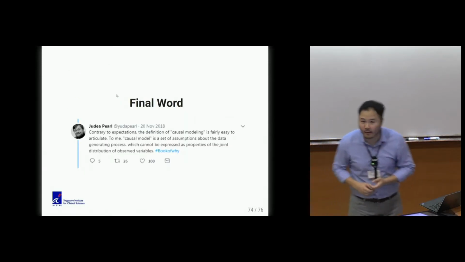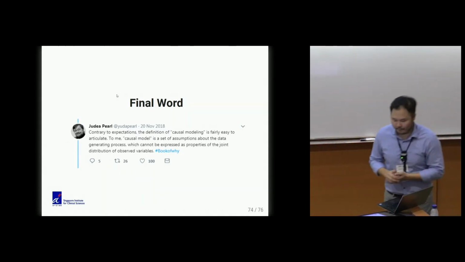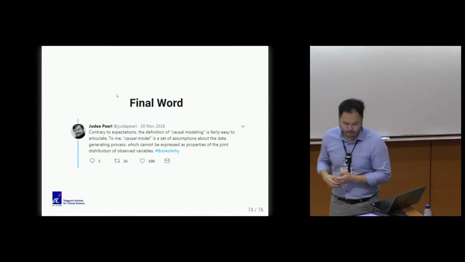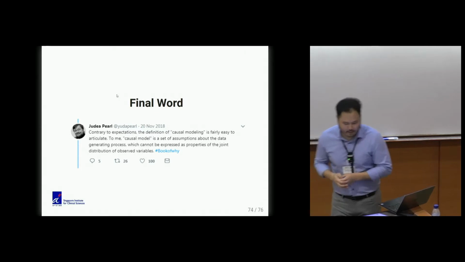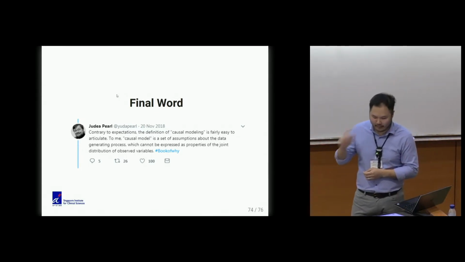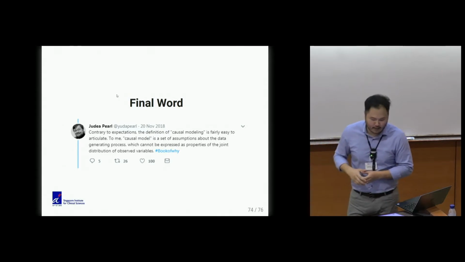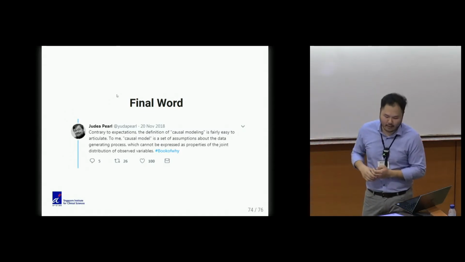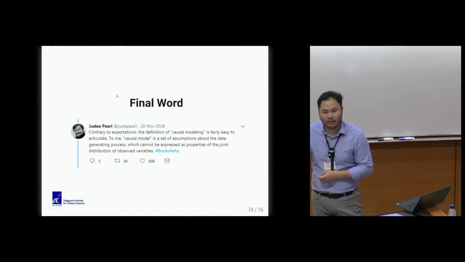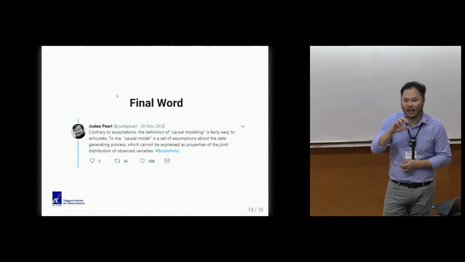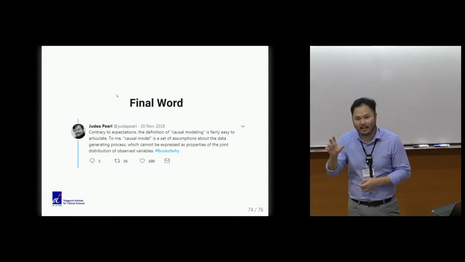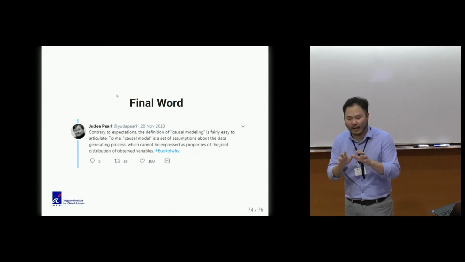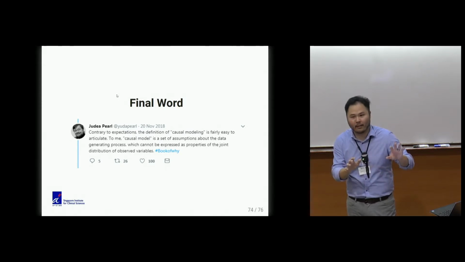And I'll reserve the final word to Judea Pearl, who's sort of a godfather of modern day causal inference. In giving his definition of causation and causal modeling, he says that a causal model is a set of assumptions about the data generating process which cannot be expressed as properties of the joint distribution of observed variables. So the causal process is everything other than the statistics that go into it. The statistics help us get to that estimate, but we can't give it the causal interpretation without all of the other causal assumptions that come with it.